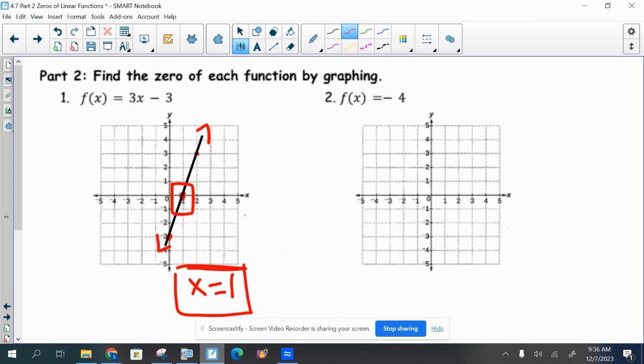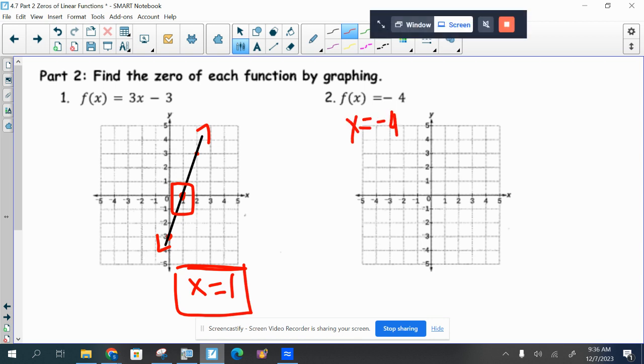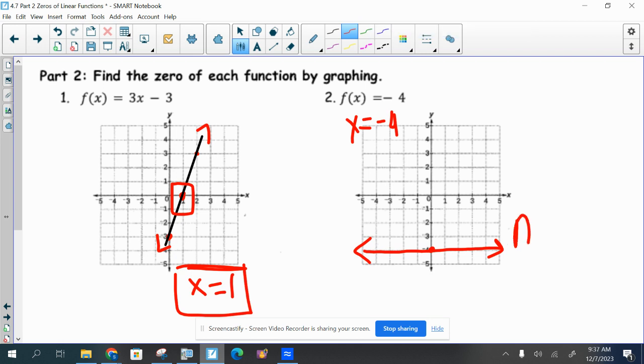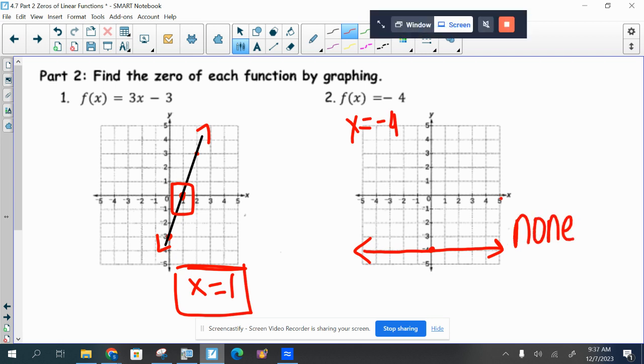For number 2, this would be f of x equals -4, means y equals -4, which is the equation of a horizontal line. So you would plot -4 on the y-axis and draw it going horizontal. Since it will never cross through the x-axis, you would write none. No, don't write 0, write none.